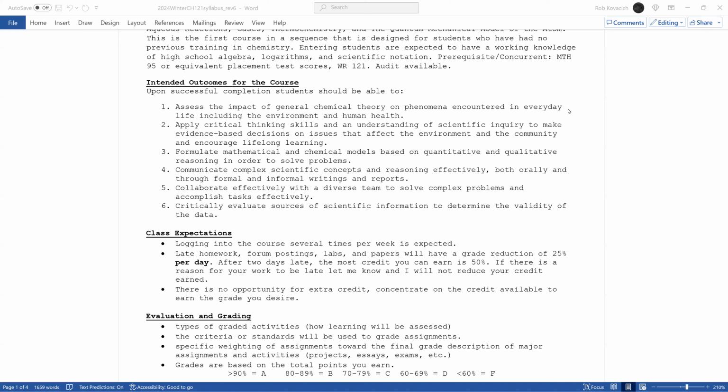Collaborate effectively with a diverse team. The online portion of this makes it a little hard, but there is some collaborative effect within Moodle. And so there'll be some talking amongst yourselves.